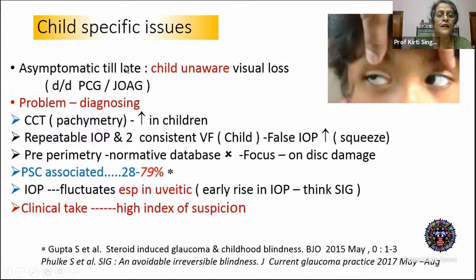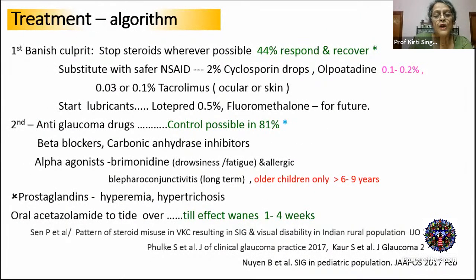So again, the clinical take based on these problems is that you have to have a high index of suspicion. There's no other way you can pick up this glaucoma in these children. So after having understood that VKC is the commonest culprit, then the IVTA, and then some parts of systemic and inhaled steroids may be a cause, let's understand the treatment algorithm.